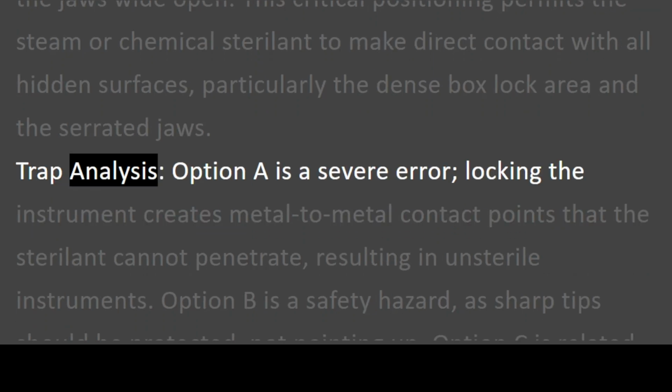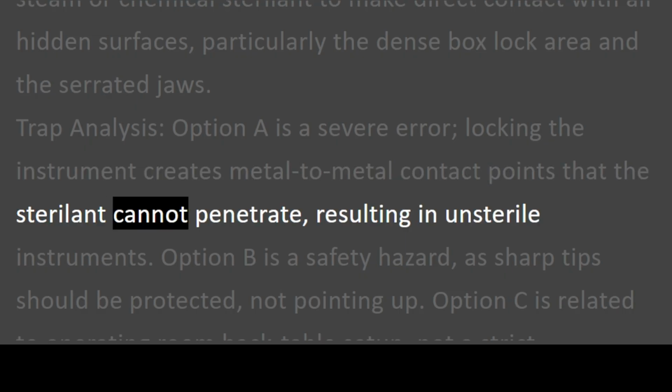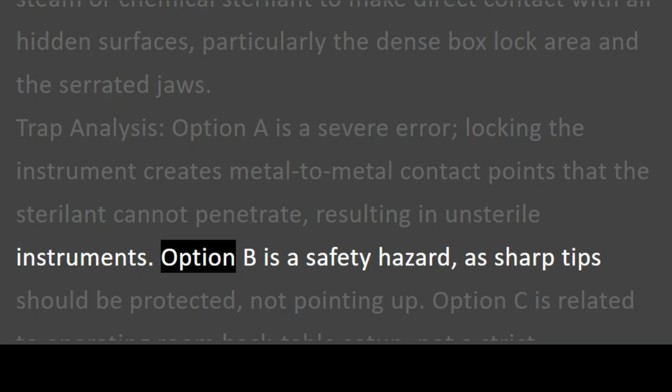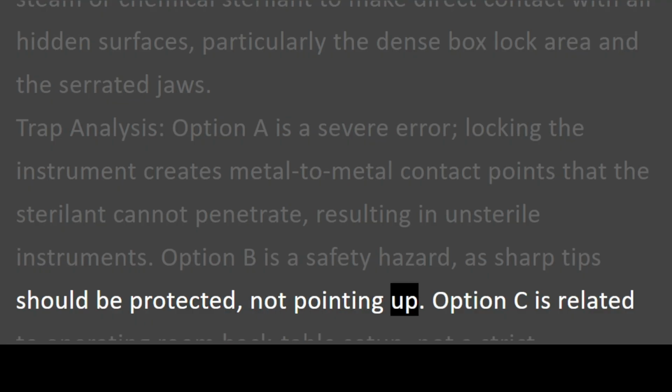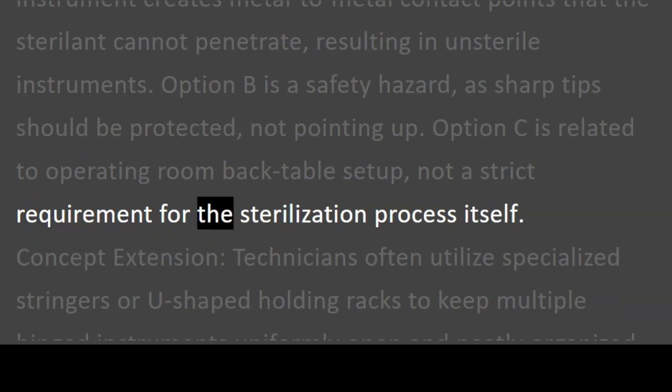Trap analysis. Option A is a severe error. Locking the instrument creates metal-to-metal contact points that the sterilant cannot penetrate, resulting in unsterile instruments. Option B is a safety hazard, as sharp tips should be protected, not pointing up. Option C is related to operating room back table setup, not a strict requirement for the sterilization process itself.